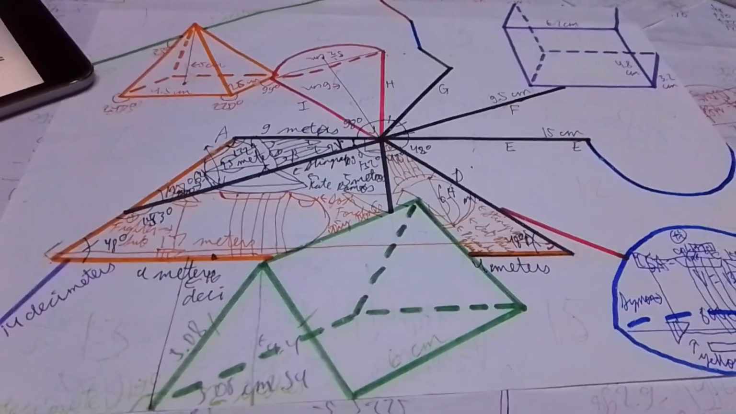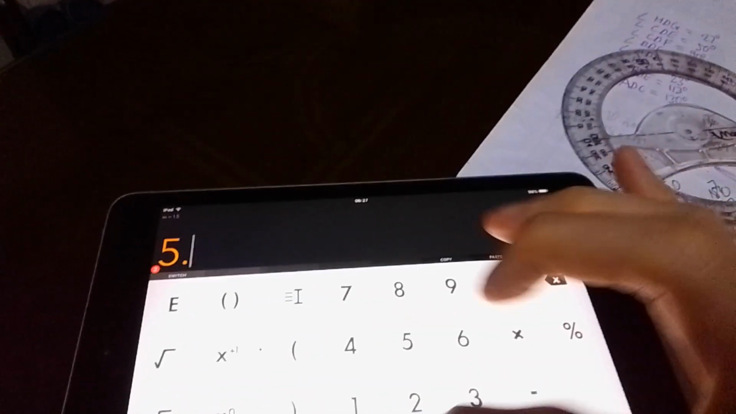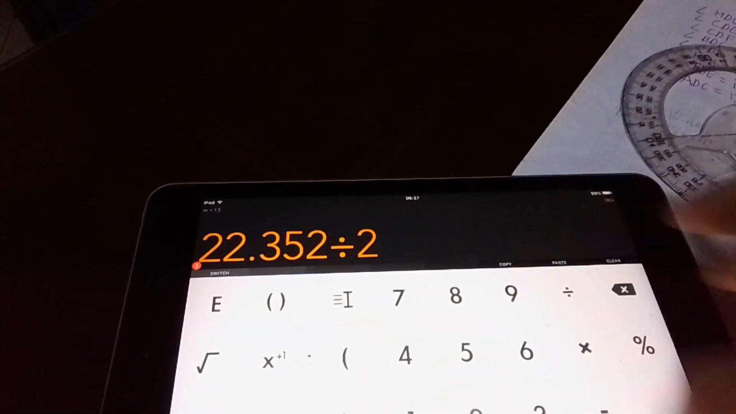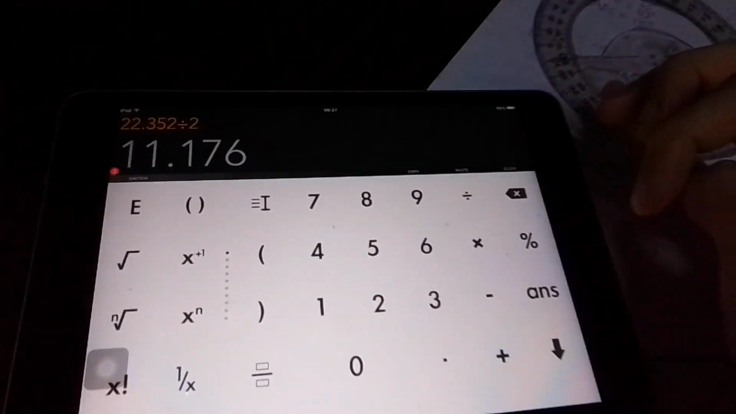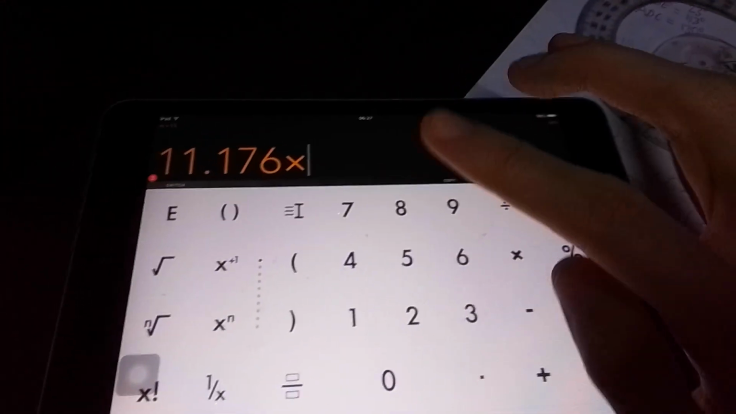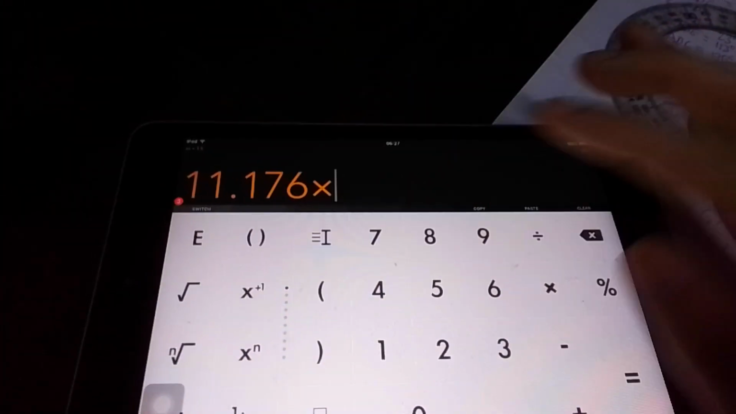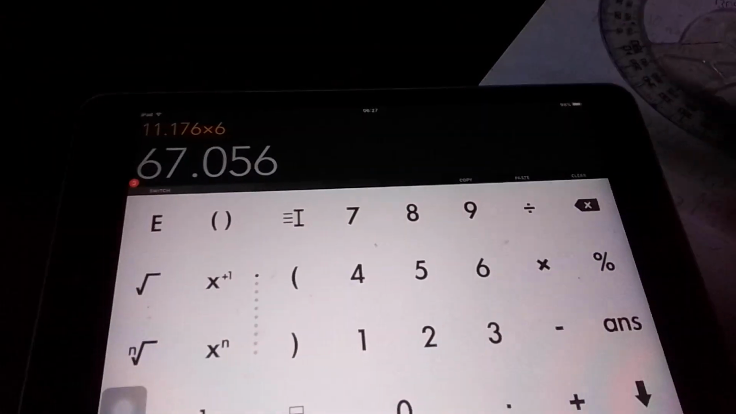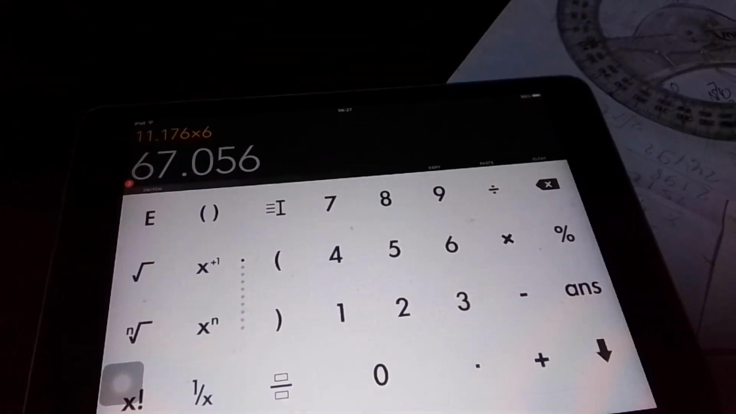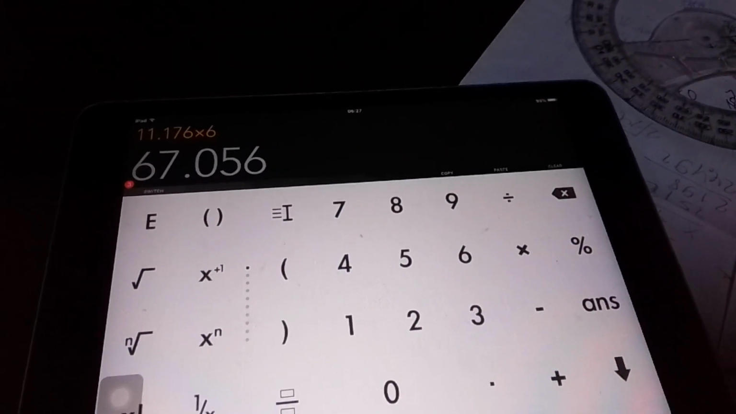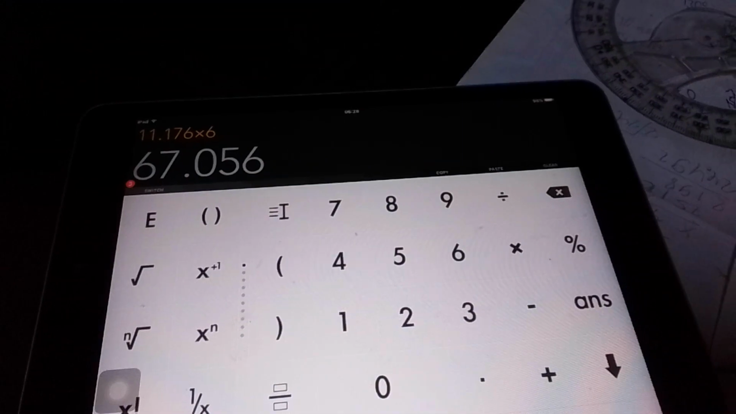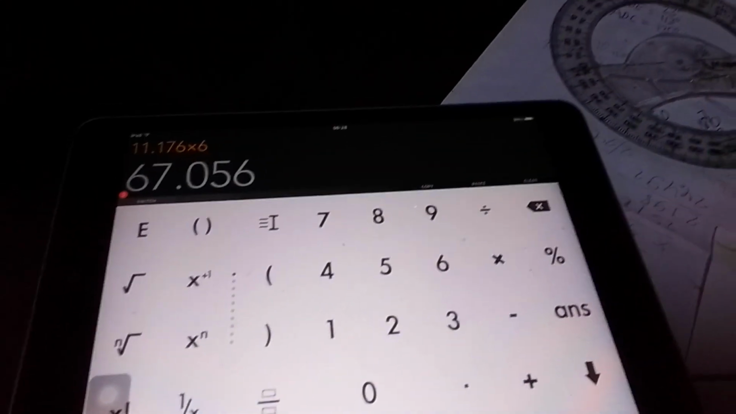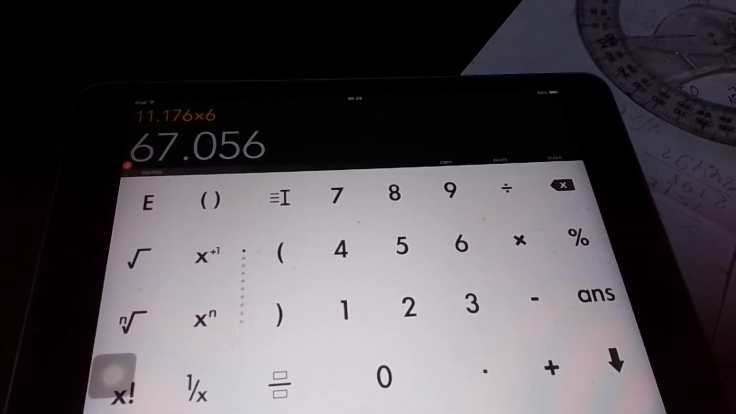So therefore, the formula is as follows. 5.08 times 4.4, then this thing divided by 2. We should get 11.176. Now based on that, that's the area of the triangular base, right? Now multiplied by the third dimension, which is 6 centimeters, we should get a volume of 67.056 cubic centimeters. And to convert that to milliliters, you should get the same answer, although your answer is in milliliters. And yeah, that's it.